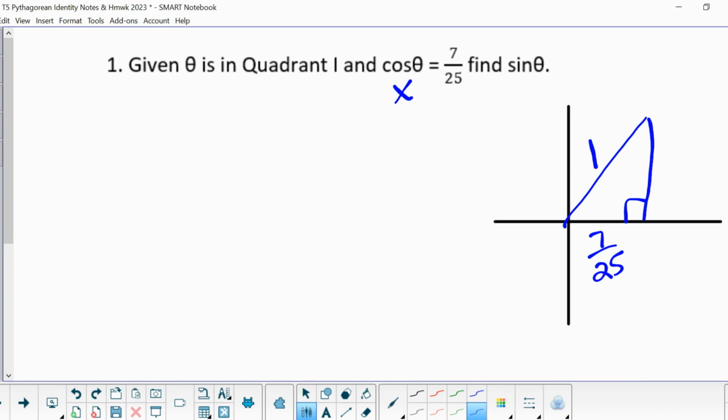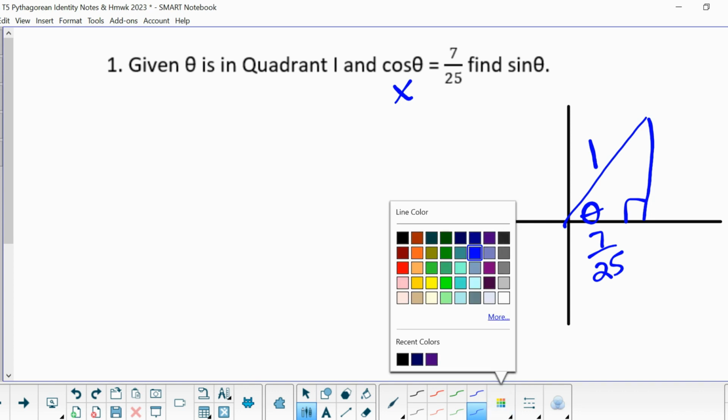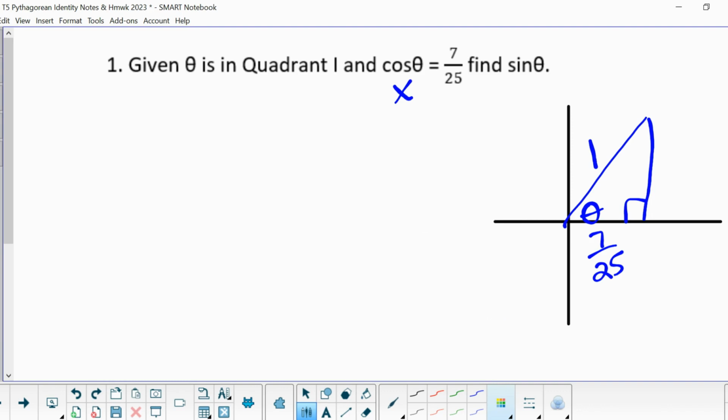1 is going to be the hypotenuse because this triangle is on the unit circle, and the angle is down here, always attached to the origin. So if we want to find sine of this angle, we would want to find this side of the triangle because sine is the y value.